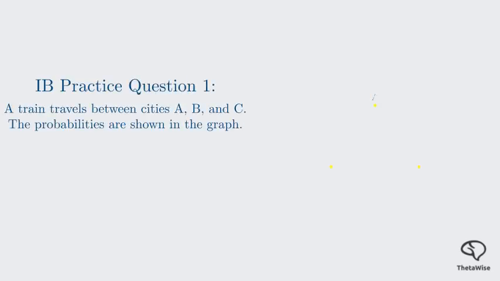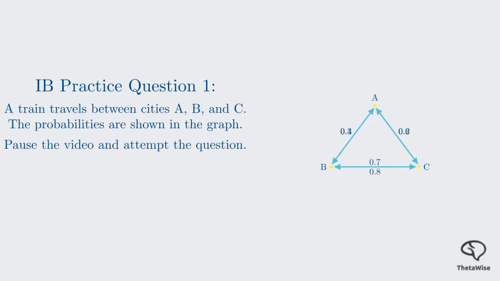A train travels between cities A, B, and C. The probabilities of moving between them are given in this directed weighted graph. Your task is to construct the transition matrix T for this system and find the probability that a train starting at A is at C after 2 journeys. Pause the video here and attempt this question on your own. Remember to first construct the transition matrix and then use its powers.